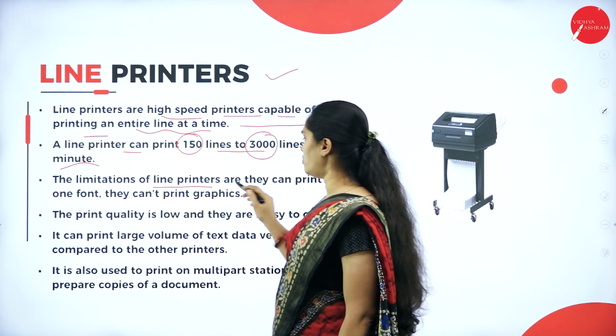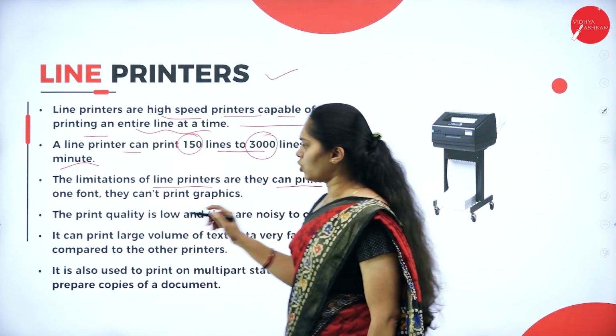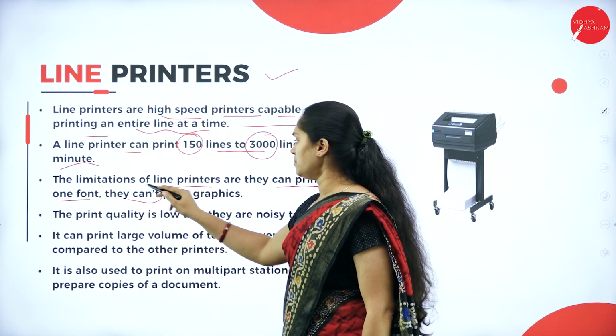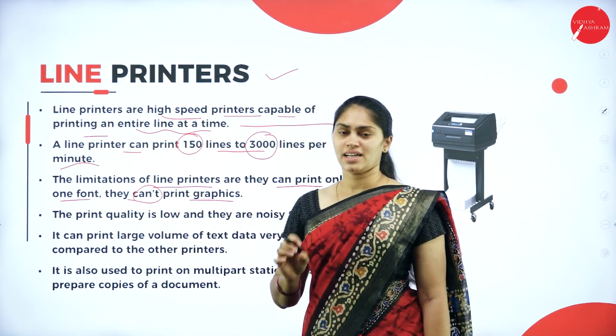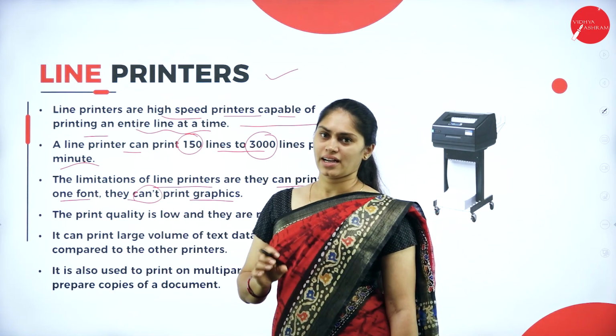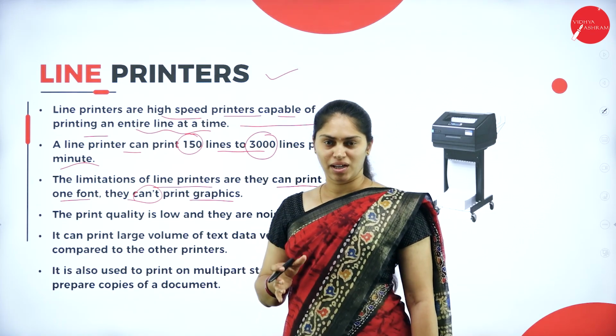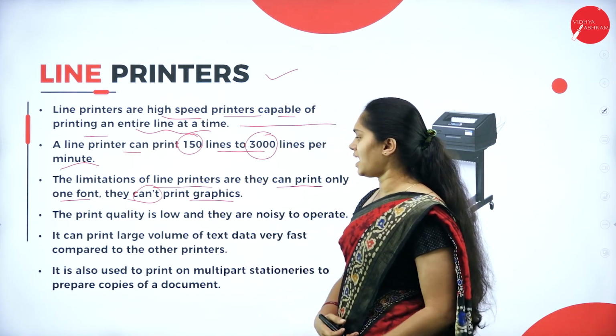And what are the main limitations of line printers? They can print only one font. They can't print any other graphics. It can print only one font at a time. We can't change the font. That is the main drawback or limitation of this line printer.